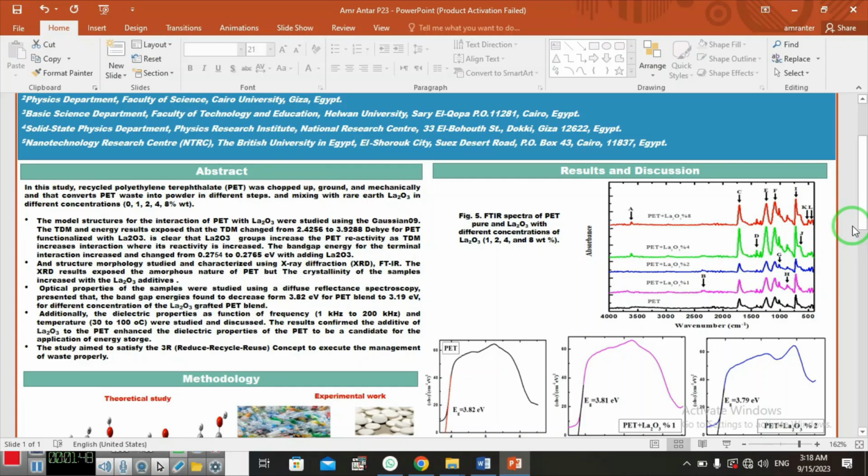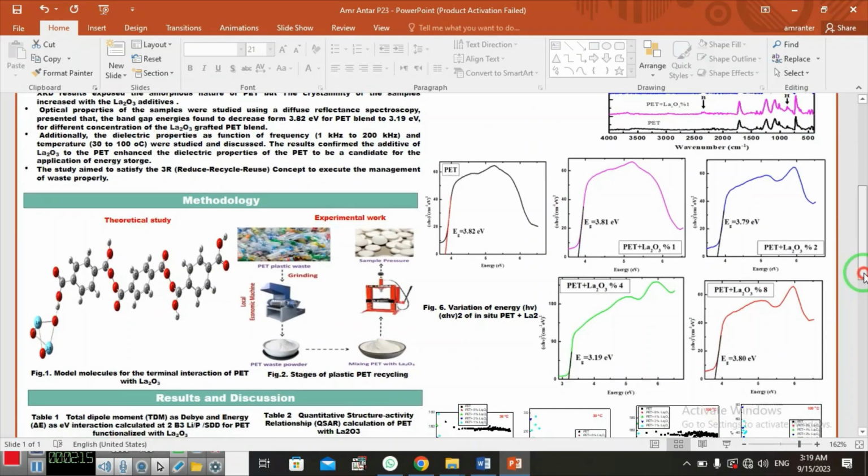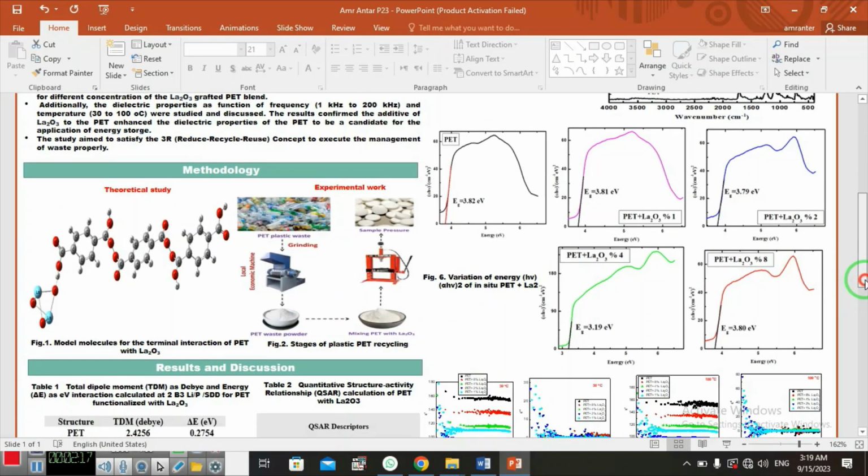Additionally, the dielectric properties as a function of frequency from 1 kHz to 200 kHz and temperature from 30 to 100 °C were studied and discussed. The results confirmed that adding La2O3 to the PET enhanced its dielectric properties, making it a candidate for energy storage applications. The study aimed to satisfy the 3R concept, reduce, recycle, reuse, to execute waste management properly.